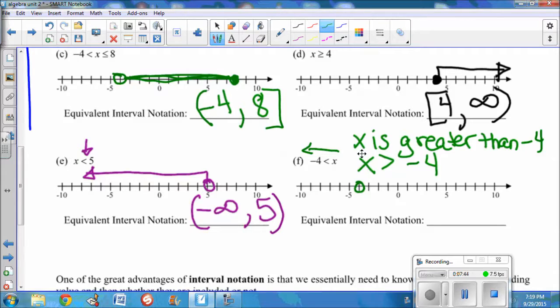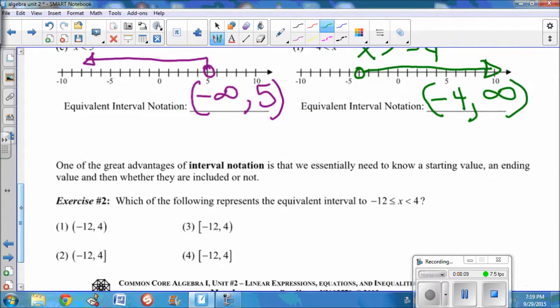And where are all the values of x greater than negative 4? Greater than goes to the right. So interval notation: my starting point is negative 4. My ending is that arrow, so that means it goes to infinity. Negative 4 is not included, so it's a parenthesis, and infinity always gets a parenthesis.